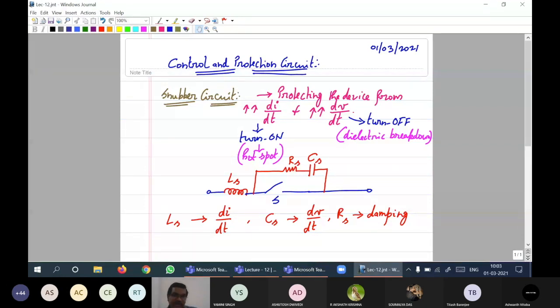Now, how do we decide the values of LS, RS and CS? Design the values of LS, RS and CS. Generally, the snubber inductance, of course, I should write LS, RS and CS. They are snubber elements. Even if I don't write, you will know. Still, for additional clarity, I will write LS, RS, CS. They are the snubber elements.